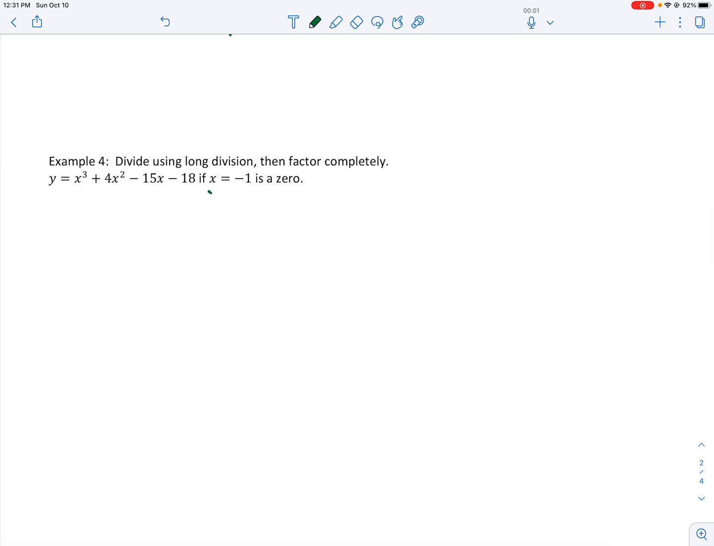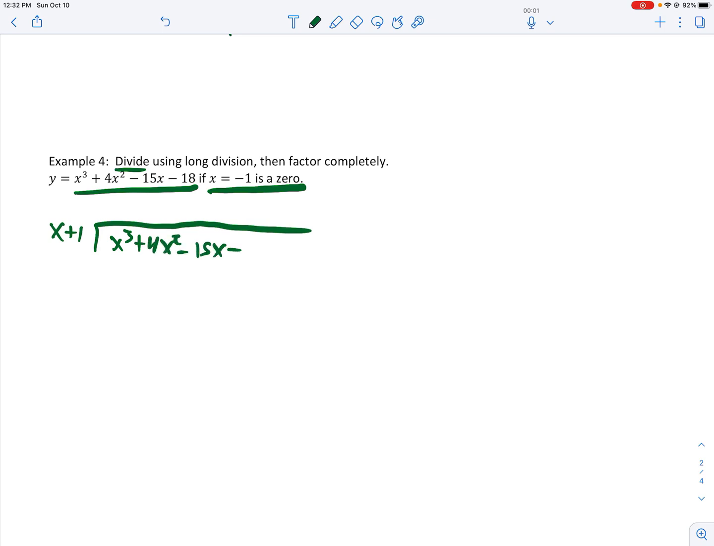Now it says x minus 1 is a 0. So we have standard form here. We want to get it into factored form using division. So since it's a 0, I want to use the factor. So if x minus 1 is the 0, then the factor would be x plus 1. And we have x to the third plus 4x squared. It's in descending order. So there we go.